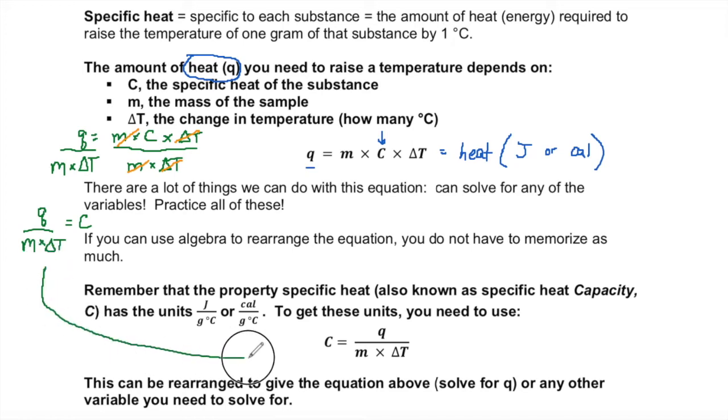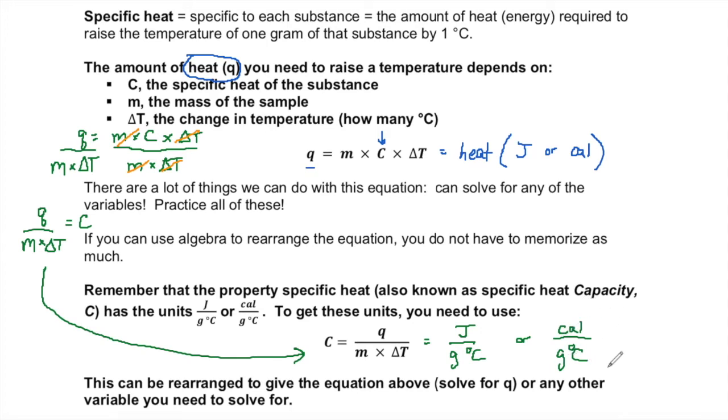And we have another copy of this formula down here. So the specific heat is the heat over the mass times the delta T. So if the heat is in joules, and the mass is in grams, and the change in temperature is in degrees Celsius, the specific heat would have the units of joules per gram per degree Celsius. Or if the heat had been in calories, the units for specific heat would be calories per gram per degree Celsius.